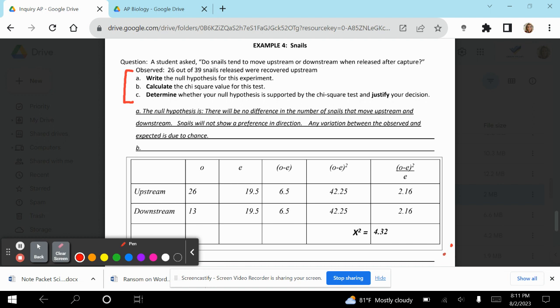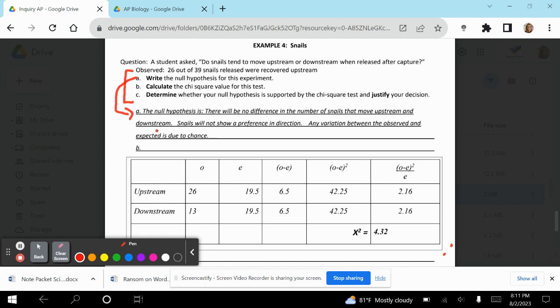When we answer a section of our test, we want to make sure that we're using the same letters so the grader knows what part of the question you're trying to answer. So it says, write the null hypothesis for the experiment. Remember, null means no. So we could say there's going to be no difference in the number of snails that move upstream and downstream. Or you can say the snails do not have a preference. There's no preference in movement once they're released into the stream. Any variation between what we are observing and what we're expecting is due to chance.